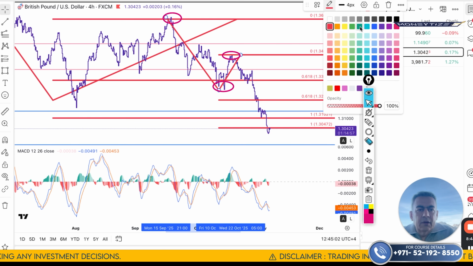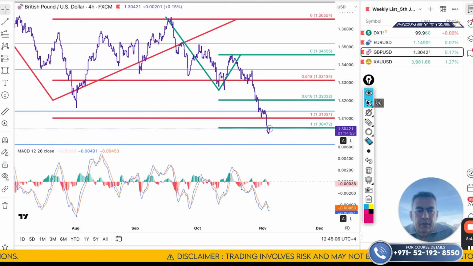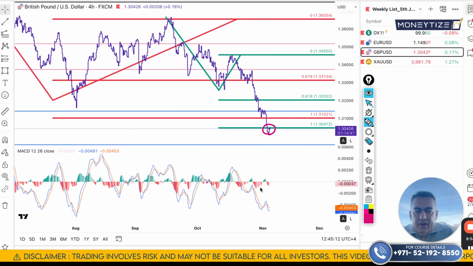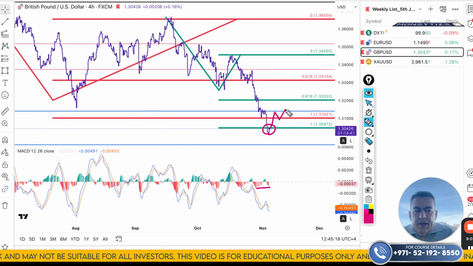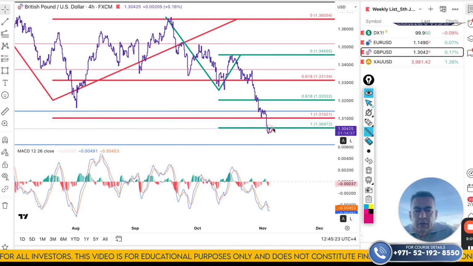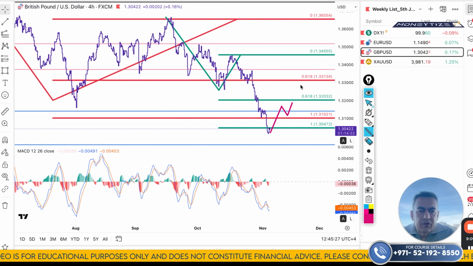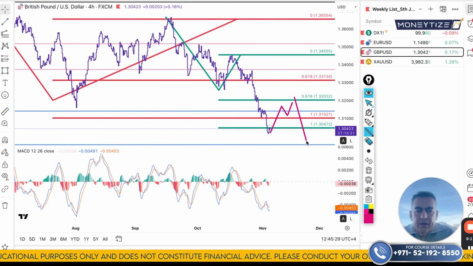I need to change the color for the extension here. So based on the second extension, it has reached extension level of 100%, and I can see loss of momentum. We have bullish divergence here on the chart, which means a short-term spike is highly anticipated. A short-term spike towards 1.3203, or maybe slightly higher, and then continuation lower.